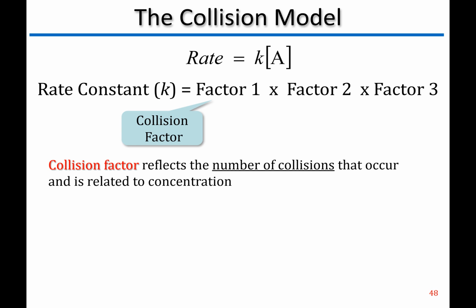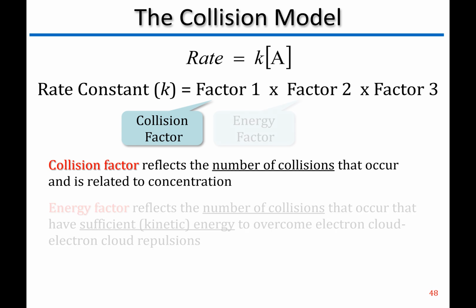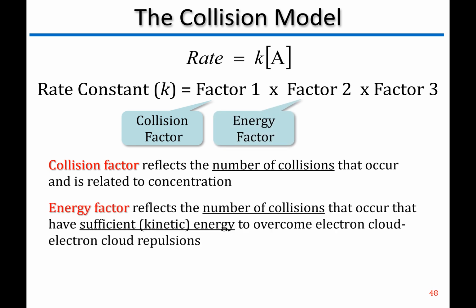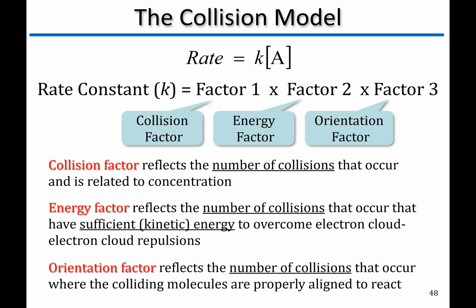Okay, so this is also built into our K. So the collision factor reflects the number of collisions that occur and is related to concentration. And the energy factor reflects the number of collisions that occur that have sufficient energy to overcome the electron cloud repulsion. And lastly, the orientation factor reflects the number of collisions that occur where colliding molecules are properly aligned.